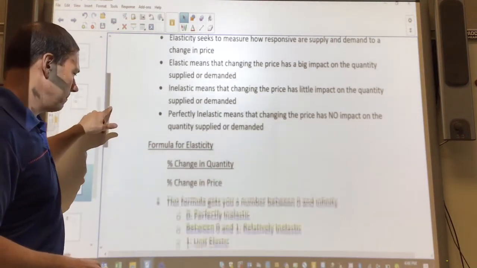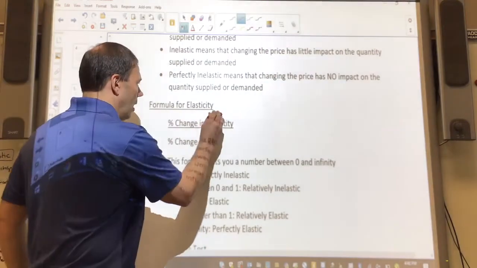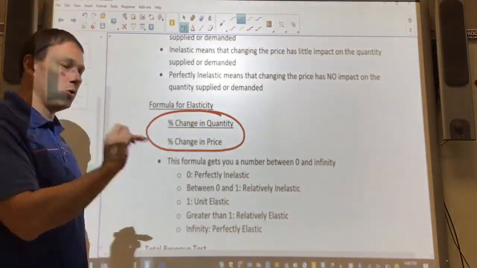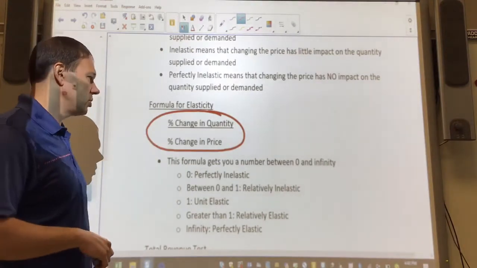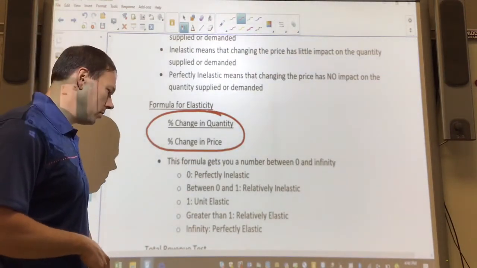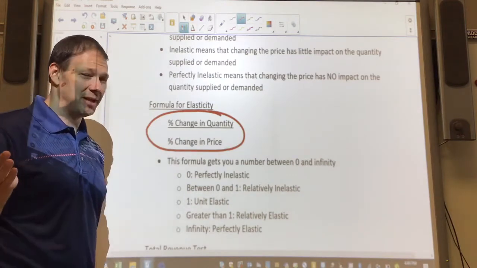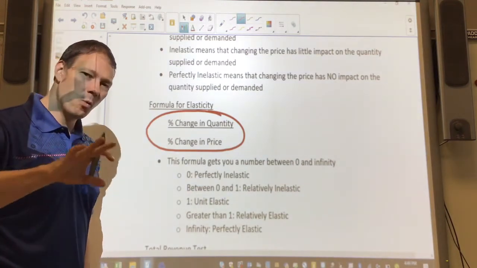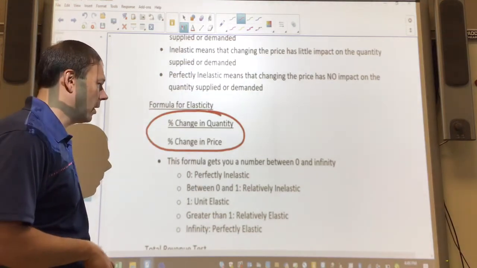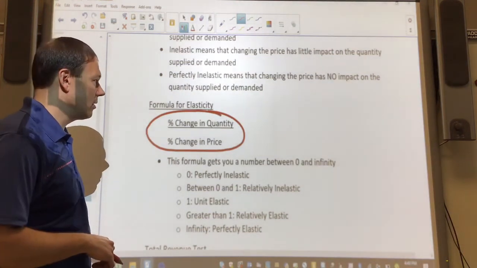So our formula is right here: percent change, and it's not change in quantity, it's percent change in quantity, divided by percent change in price. You do that and it's going to spit out a number anywhere between 0 and potentially infinity, which is kind of weird. It's not going to make sense completely until we talk about perfect competition next time. But basically you're going to get a number between 0 and infinity.